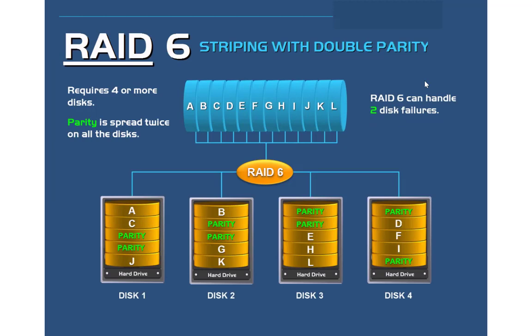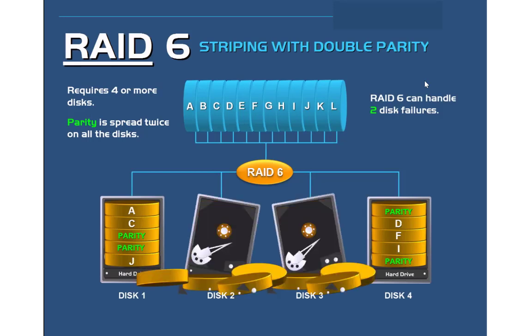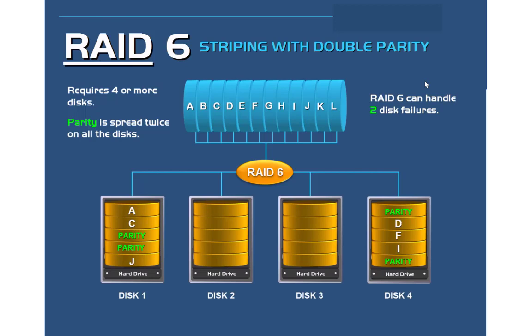For example, if I want to create a RAID 6, that means I need at least 4 disks or more. In this case, parity is spread twice across all the disks. In RAID 5 we have parity a single time on each disk, but in RAID 6 we have parity twice. So in case of 2 hard drives failing, we can recover by connecting 2 new hard drives, and the data is rebuilt in RAID 6.